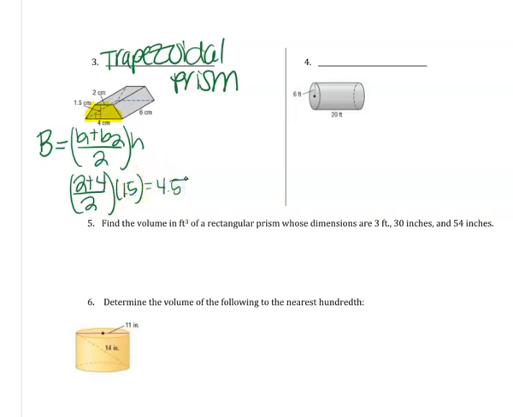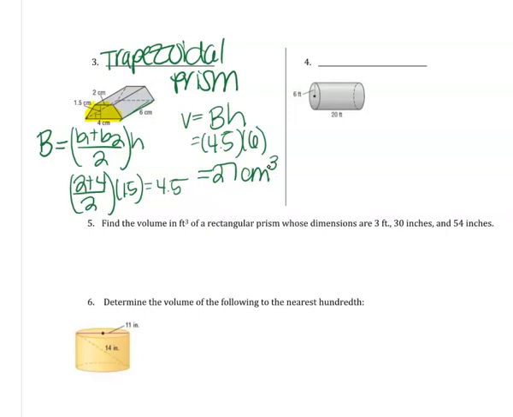All right, so once we have the area of the base, the rest of this is pretty easy. Volume, again, is area of the base times the height, or 4.5. Height, again, distance between the bases is 6. Multiply those together, and we would get 27 centimeters cubed.